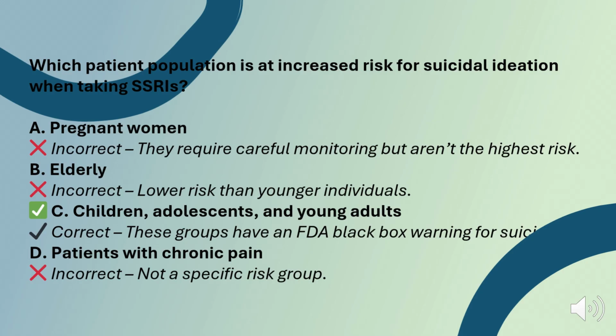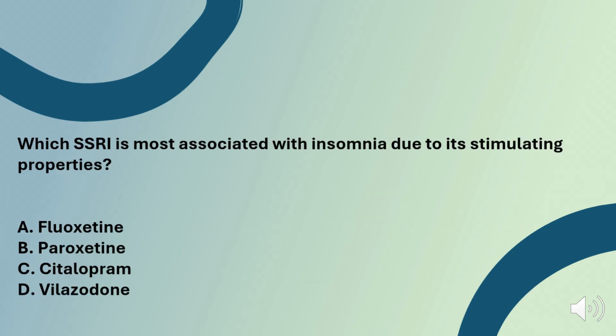But SSRIs do come with a black box warning saying to watch for increased depression and suicidal thoughts when they're starting an SSRI. Always monitor any patient closely, but especially those under the age of 25 when initiating an antidepressant. Our next question: which SSRI is most associated with insomnia due to its stimulating properties?